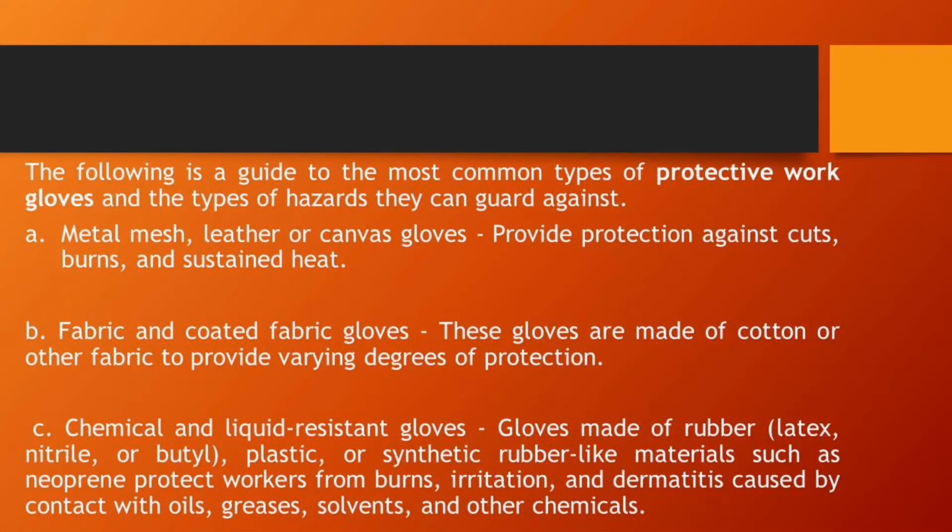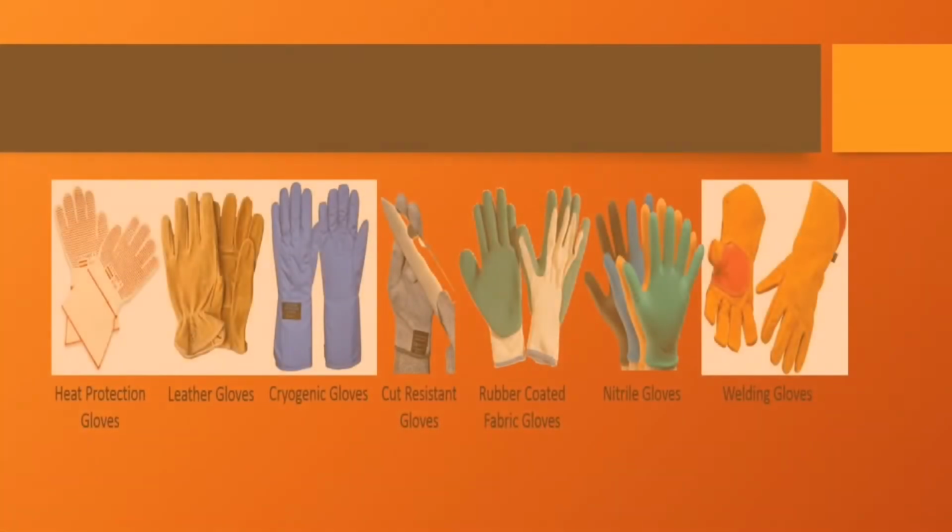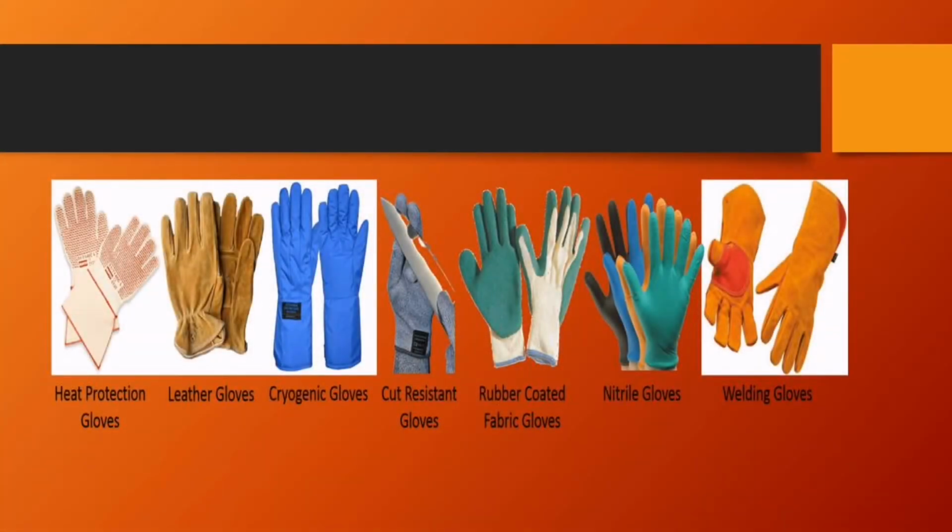The following is a guide to the most common types of protective work gloves and the type of hazards they can guard against. A. Metal mesh, leather or canvas gloves provide protection against cuts, burns, and sustained heat. B. Fabric and coated fabric gloves are made of cotton or other fabric to provide varying degrees of protection. C. Chemical and liquid resistant gloves, made of rubber, latex, nitrile, or butyl, plastic or synthetic rubber-like materials such as neoprene, protect workers from burns, irritation, and dermatitis caused by contact with oils, grease, solvents, and other chemicals. The use of rubber gloves also reduces the risk of exposure to blood and other potentially infectious substances.